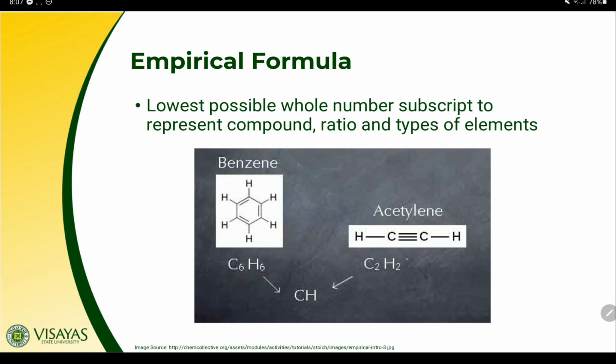Acetylene, on the other hand, has the chemical formula of C2H2. Since both subscripts are divisible by 2, it can be reduced to the empirical formula of CH. Okay, so that's empirical formula. It's the formula with the lowest possible whole number subscript.